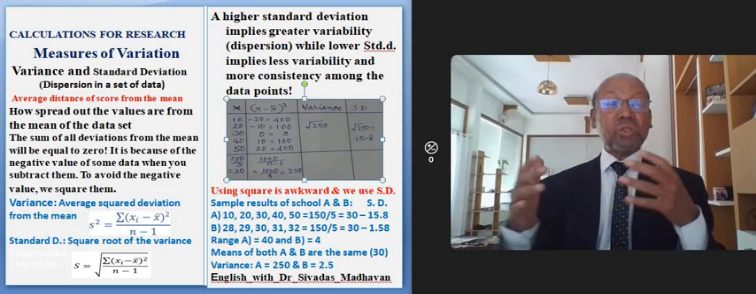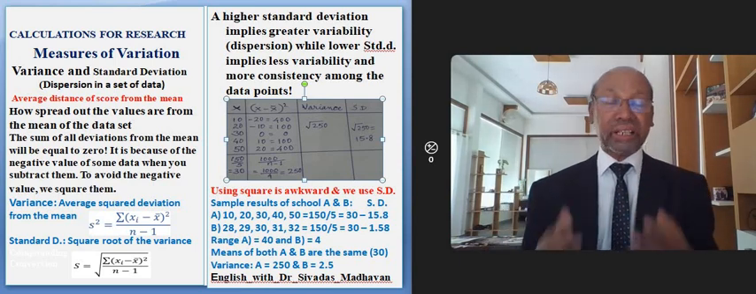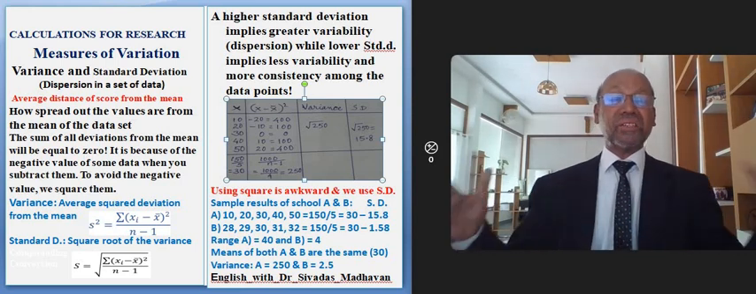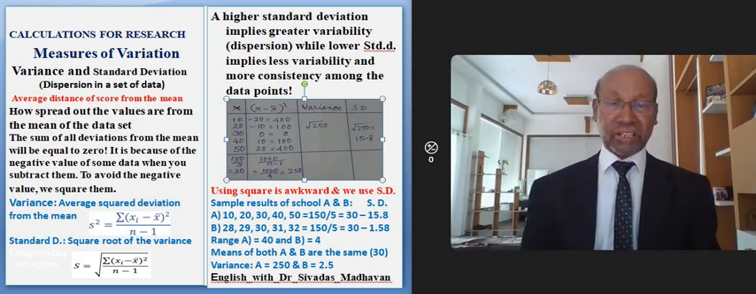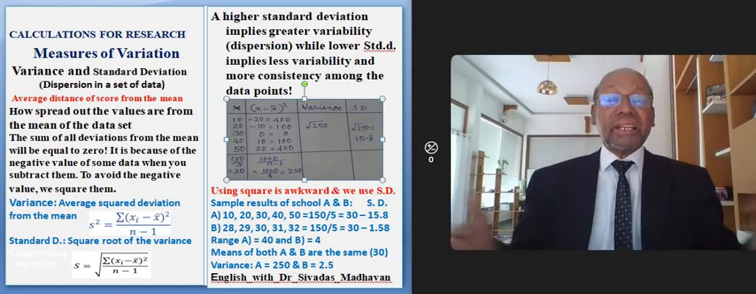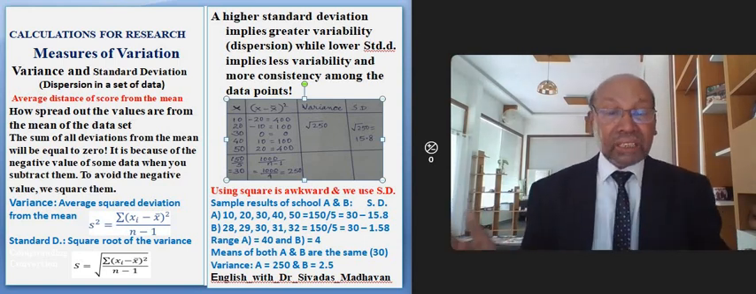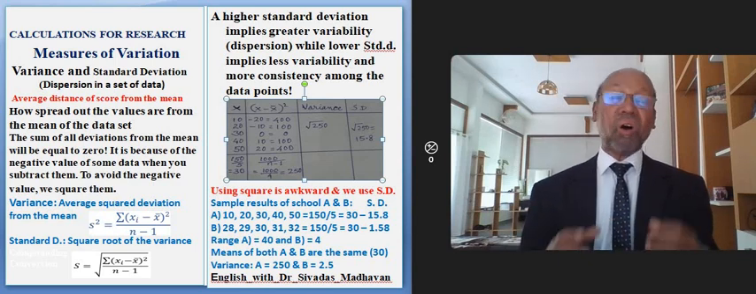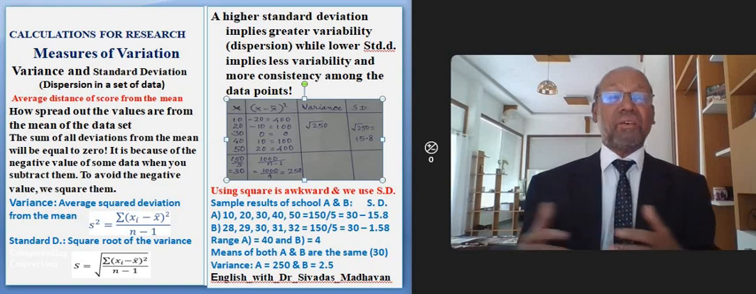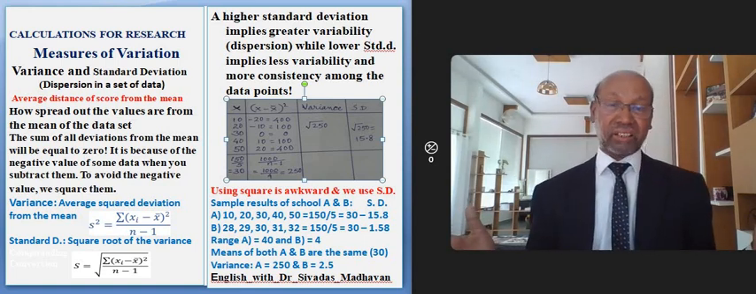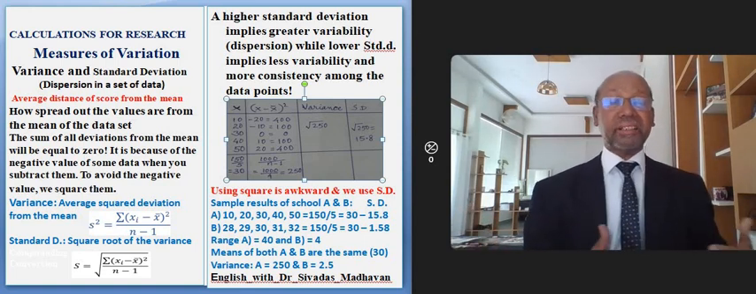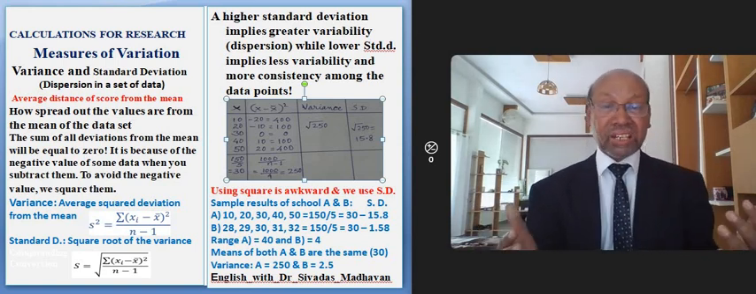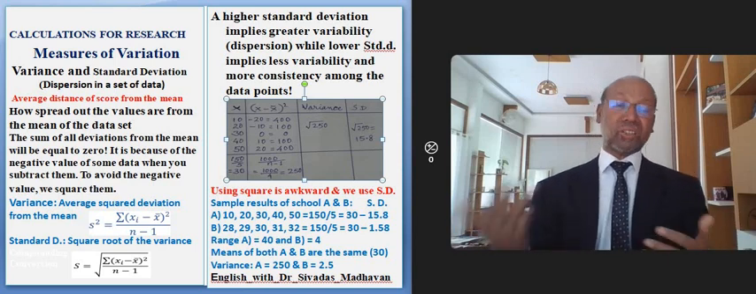And comparing these two schools, we come to the conclusion that the first school has a great difference between the marks of the students. That means dispersion is very great. If dispersion is very great, it shows inconsistency, or it is less consistent. But in the case of the second school, there is more consistency because the standard deviation is lesser than the other school.